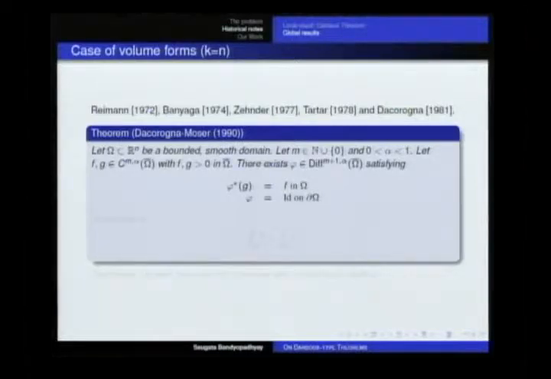So let omega be a bounded and smooth domain. Now, a domain for us is open connected. And let m stand for the degree of regularity, alpha be the Holder exponent, and f, g are two positive volume forms. Then there exists a diffeomorphism of class C^(m+1,alpha) that satisfies the pullback equation together with phi equal to identity on the boundary if and only if the integrals are equal. The necessity of this condition is quite obvious because it's nothing but the change of variable formula. What is non-trivial is the sufficiency.